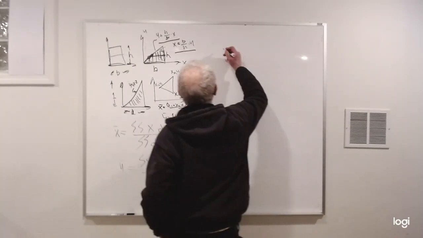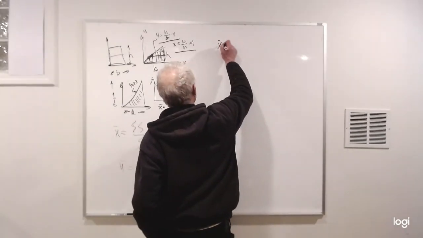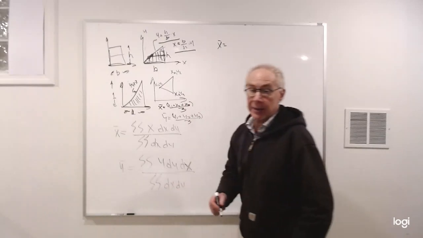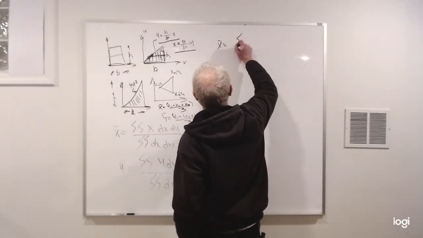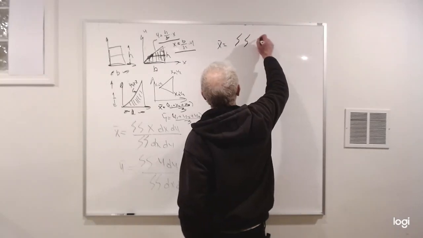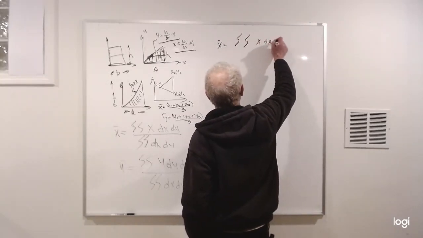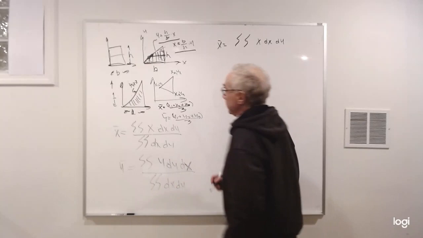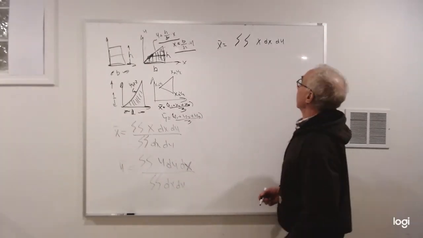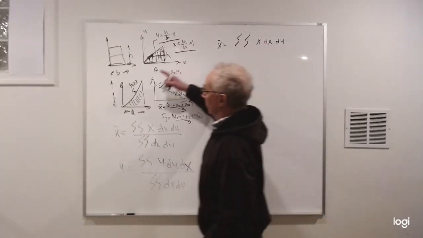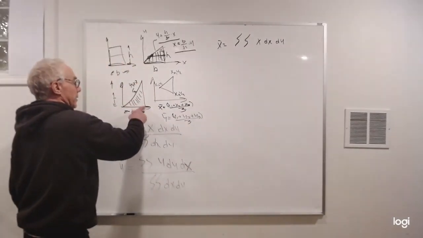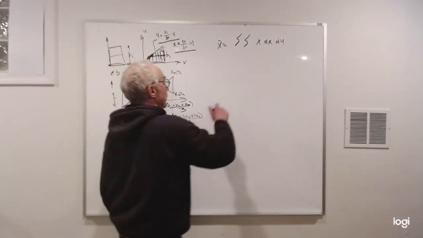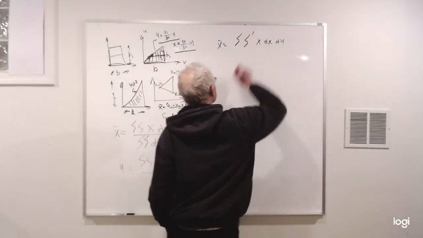So in this case, we have x squared, x bar, in other words, the x centroid. And it's going to be the same thing. We have a double integral of x dx dy. Okay, and our x value goes from this line here to x equals 1. So I will put the 1 up here.